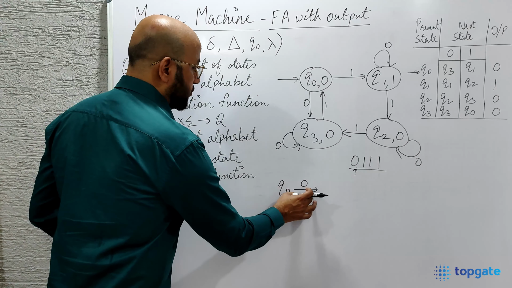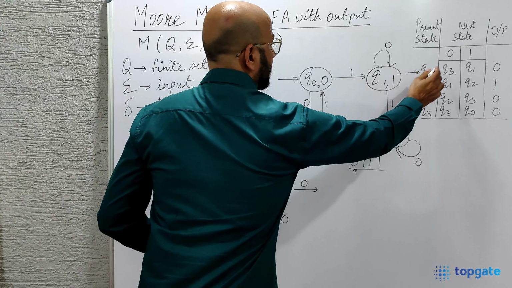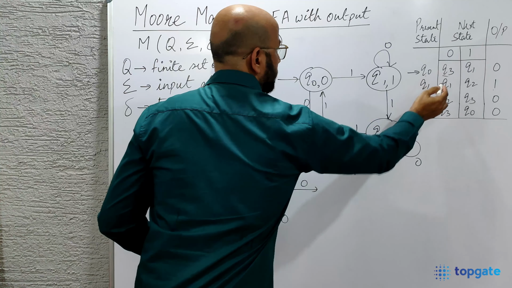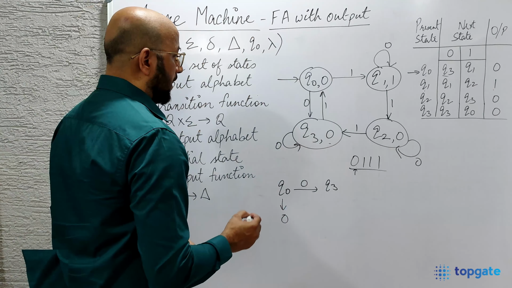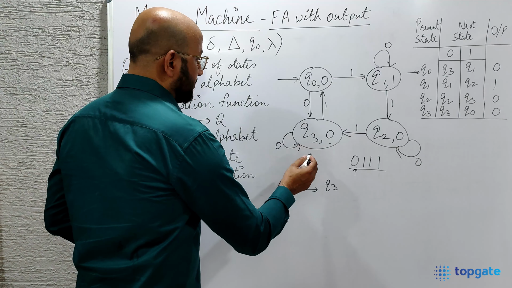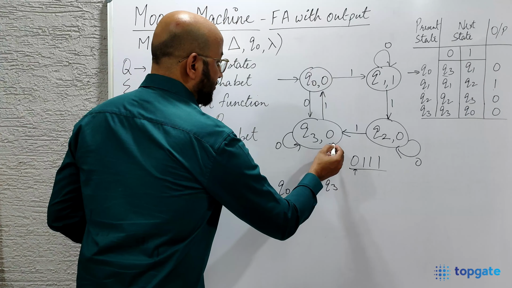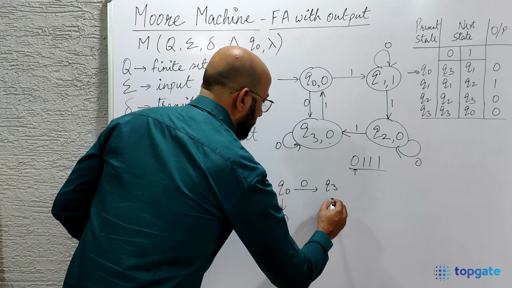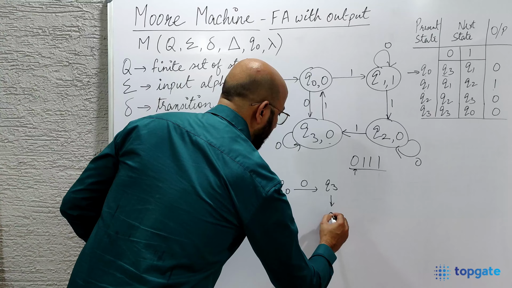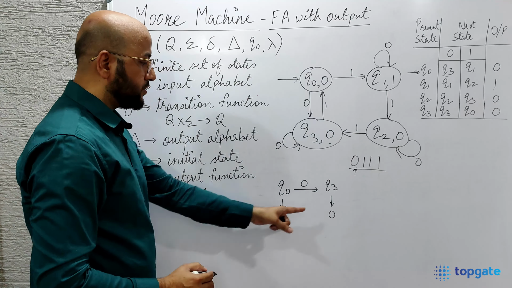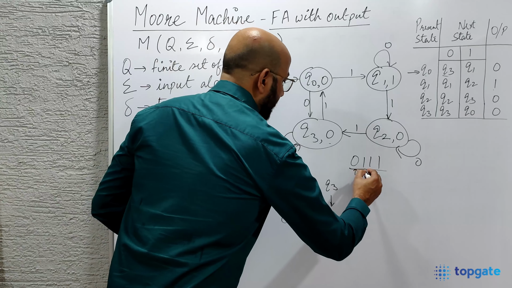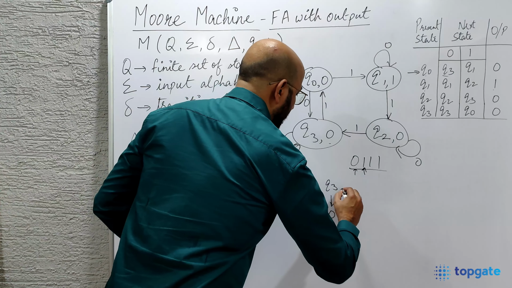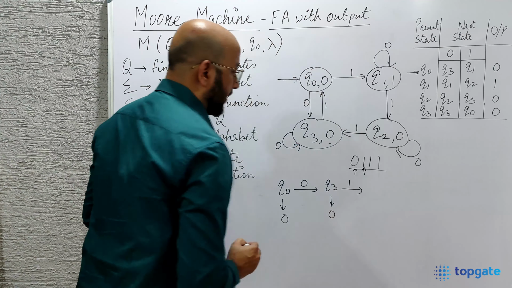Now, on applying 0 on Q naught, I'm moving on to state Q3. So therefore, I'll write Q3 here. Now, as soon as I reach state Q3, I see that with Q3, 0 output is associated. On reaching state Q3, I have got one more output as 0. Clear? Now, my second input alphabet is 1.